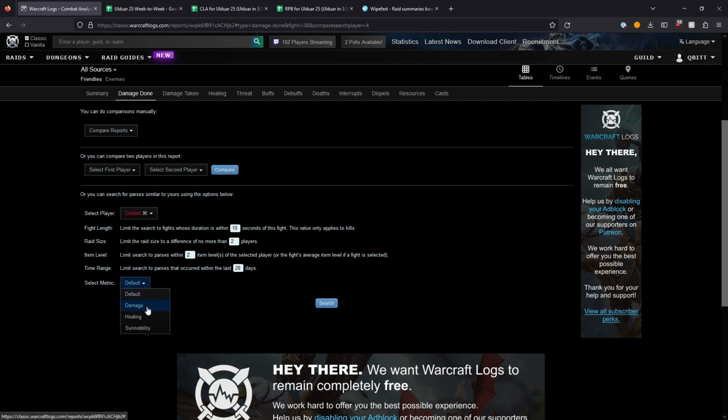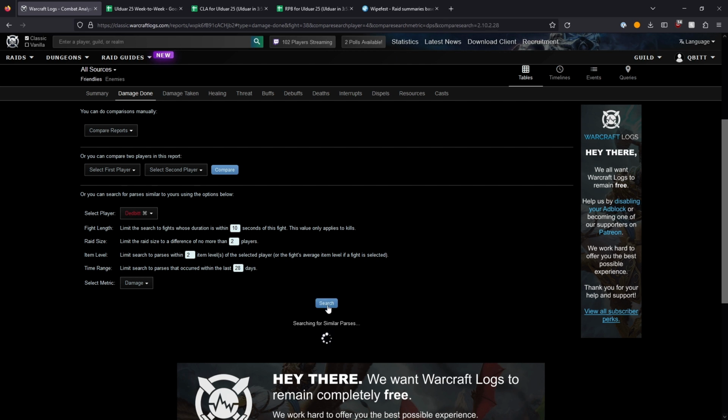Select metric. Damage, you could just leave it as default. It almost always goes. If you're doing this for healing, I would select healing just to make sure it does what you want to do. So I have all that set. I hit search, and it's going to look at every log in the system worldwide within these parameters for this particular boss.